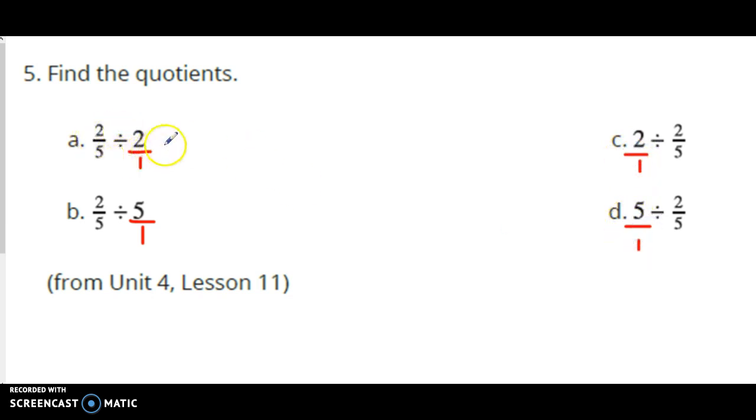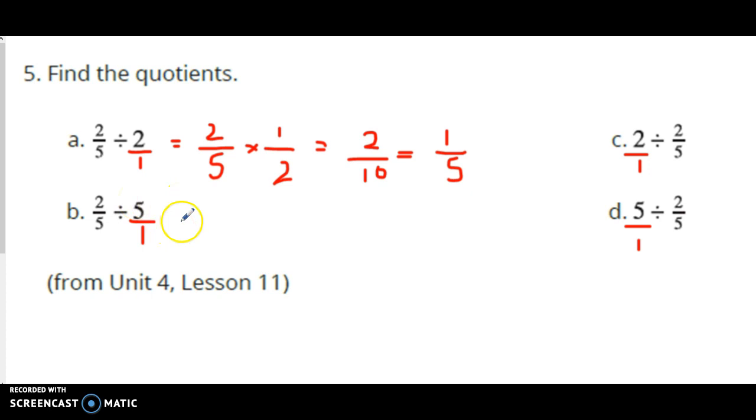A, 2/5 divided by 2 over 1 equals 2/5 keep, change, flip 1 over 2 equals 2 times 1 is 2, 5 times 2 is 10. If I lower this to its simplest form, I can divide both by 2, and I end up with 1/5. Pause the video, try B, C, and D on your own.